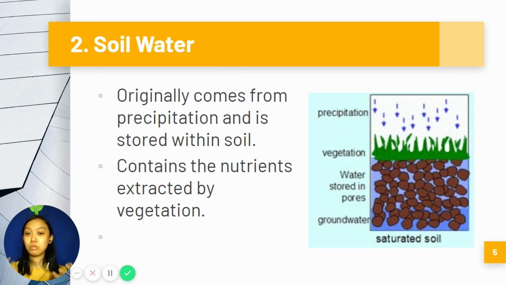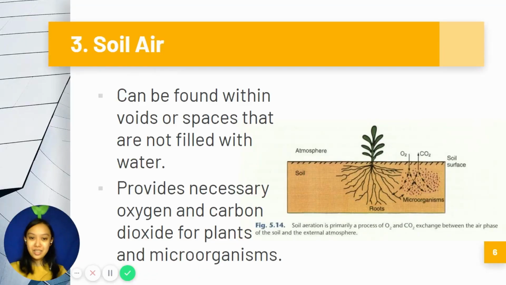When we say soil water, these are generally precipitation from the water cycle that is stored inside the soil, and oftentimes it's used to dissolve your inorganic materials so that plants can feed off them as well, and they are extracted by your vegetation or your plants. Now in this case, we also have soil air.